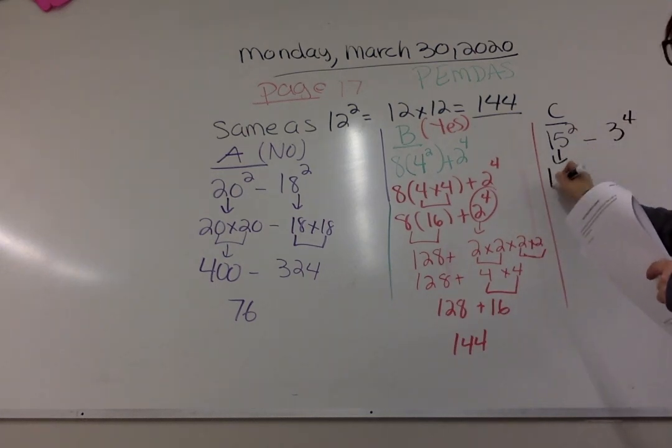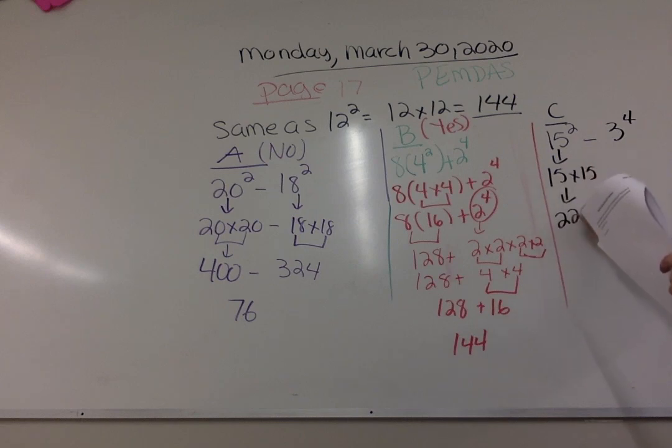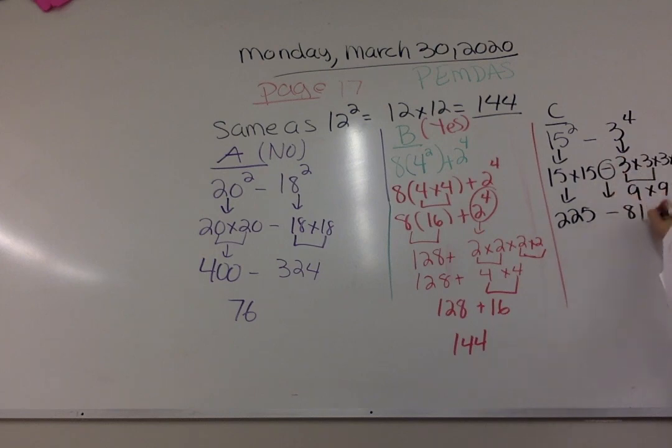We know 15 squared is 15 times 15, which is equivalent to 225, minus 3 to the 4th. 3 times 3 times 3 times 3. So this is 9 times 9, which is equal to 81. When I subtract, I get 144.